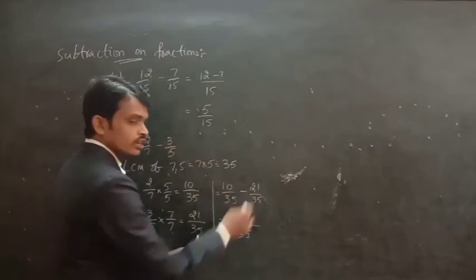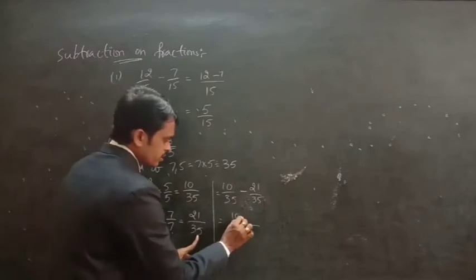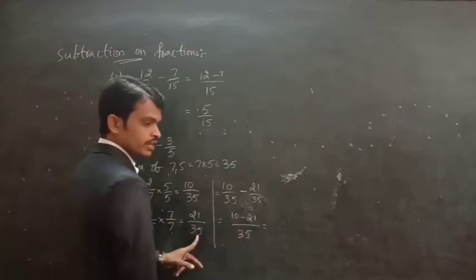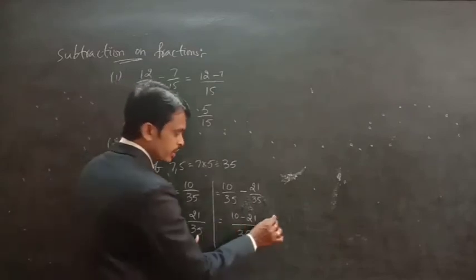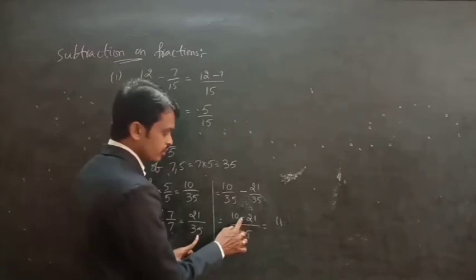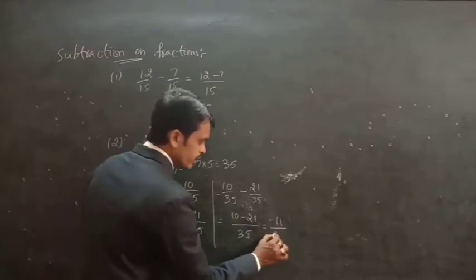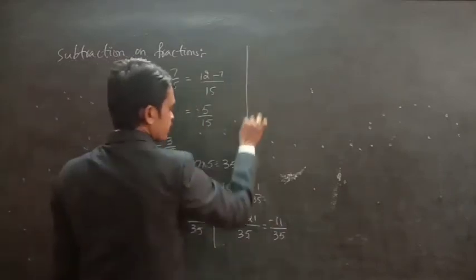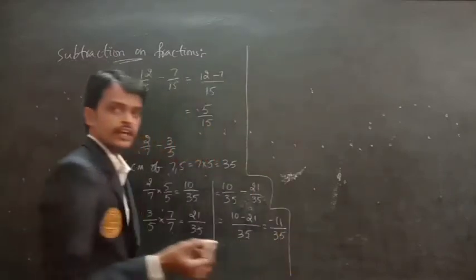Now let us subtract the numerators: 10 minus 21. From 21, 10 gone, the remaining is 11. Which is the bigger value? 21 is the bigger value, so we should keep the minus symbol: minus 11 by 35. In this way. Let us take one more example on mixed fractions.